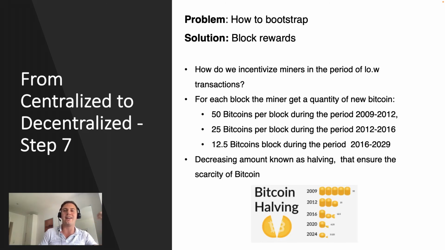But the transaction fee reward will work only when there are many transactions every 10 minutes. And this brings us to step 7, 7 out of 11. How do we incentivize miners in periods with low transactions? The solution is that the system rewards every miner who has created a valid block with new Bitcoins, a quantity that will decrease over time. In fact, miners received 50 bitcoins per block in the period 2009-2012, 25 bitcoins per block between 2012 and 2016, and 12.5 bitcoins per block during 2016-2020. The quantity decrease is a phenomenon known as halving, necessary to keep the scarcity of Bitcoin.